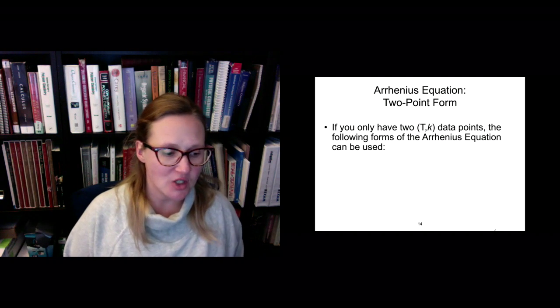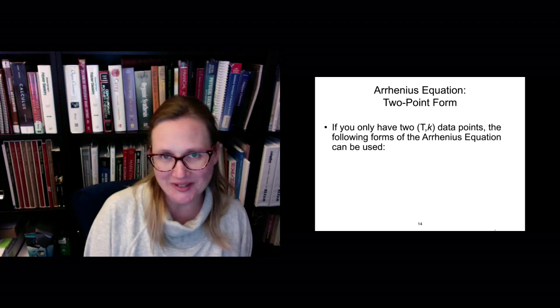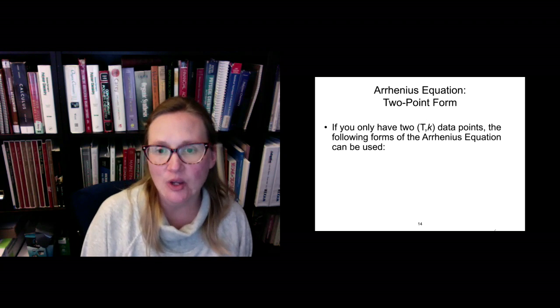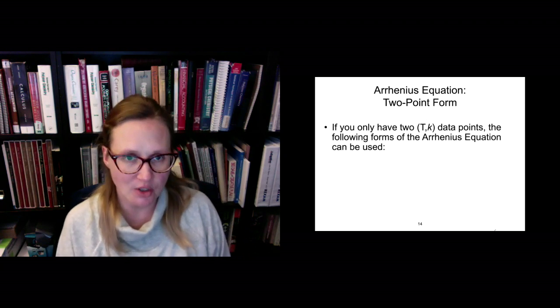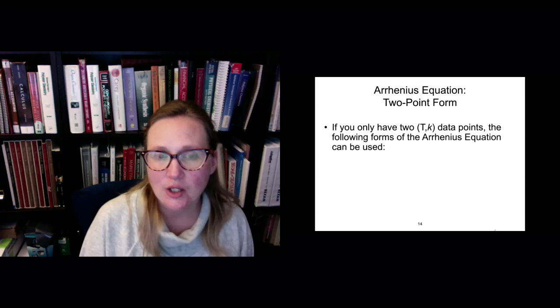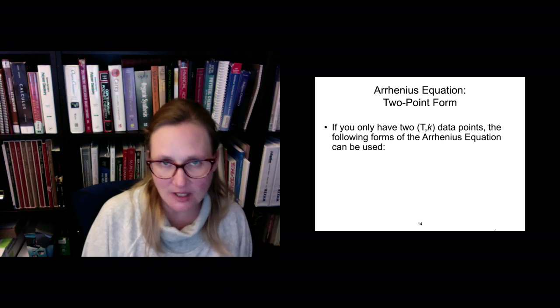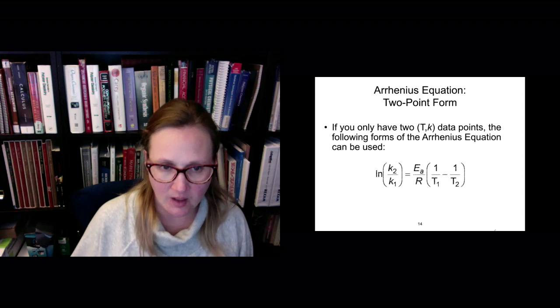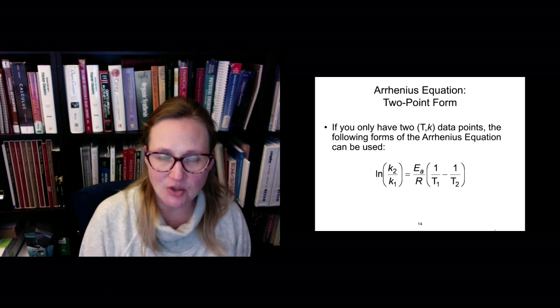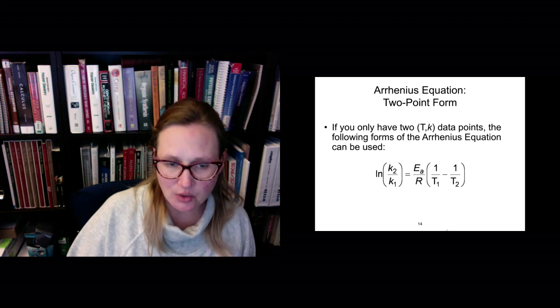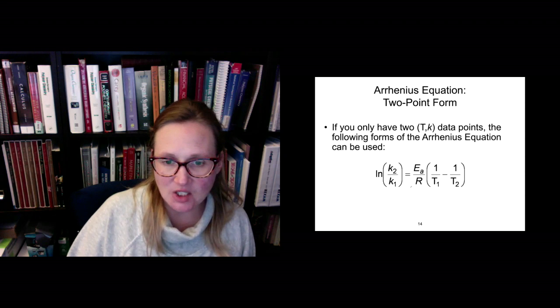Okay, so imagine we just have 2 points. So we don't have a whole set of data, but we only have 2 points. Well, we can do that too using the two-point form of the Arrhenius equation. All right, so here we're going to take the natural log of the K2 over K1, and that's equal to the activation energy over R times 1 over T1 minus 1 over T2.